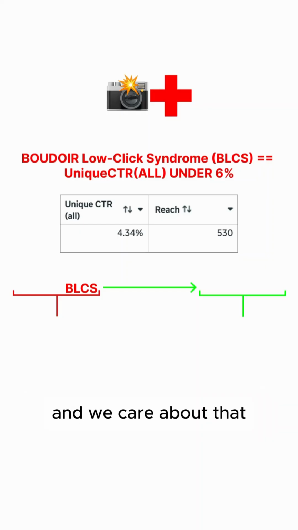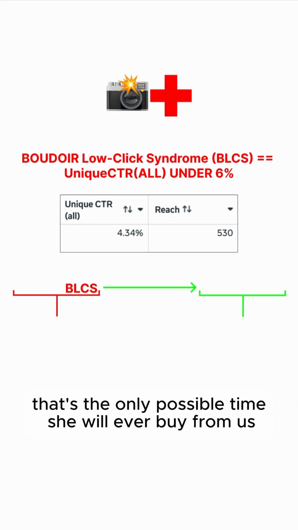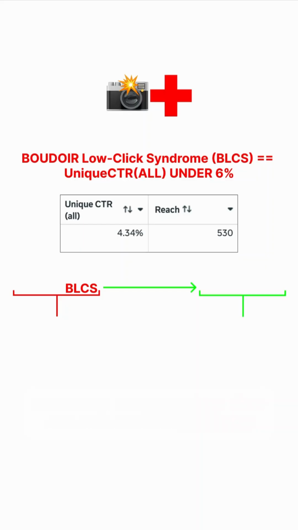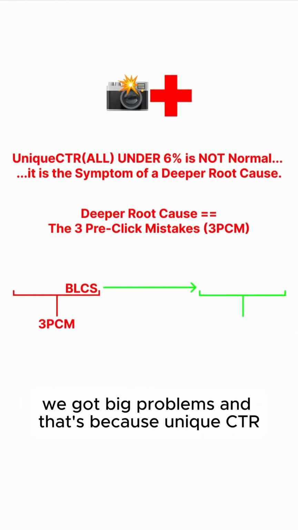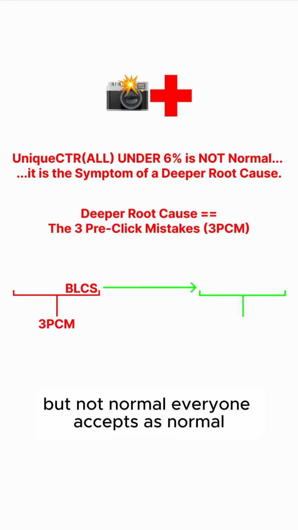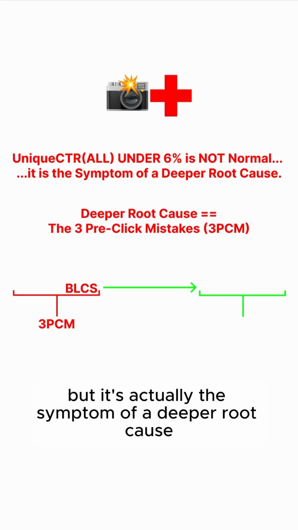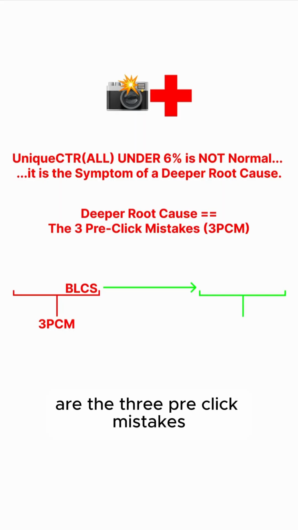And we care about that because if our ad enters a woman's brain, that's the only possible time she will ever buy from us. So we got to maximize this number, get it up as high as possible. 6% is the minimum. If we're below 6%, we got big problems. And that's because unique CTR under 6% is not normal. Extremely common, but not normal. Everyone accepts it as normal, but it's actually the symptom of a deeper root cause. And that deeper root cause is the 3 pre-click mistakes.